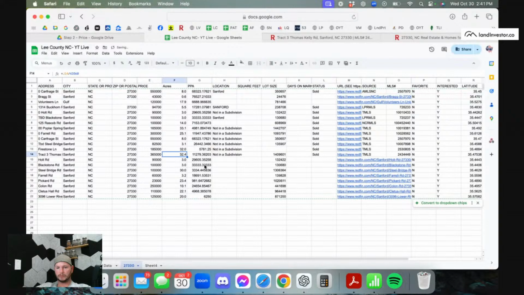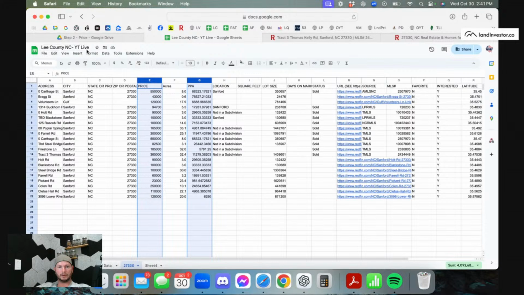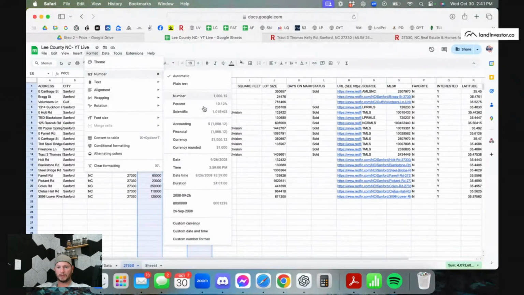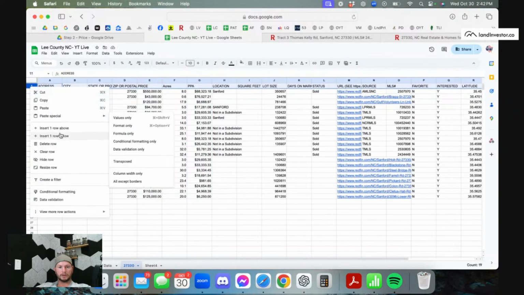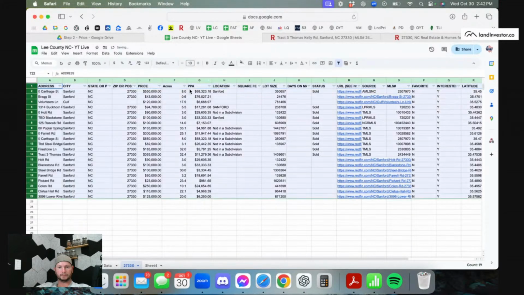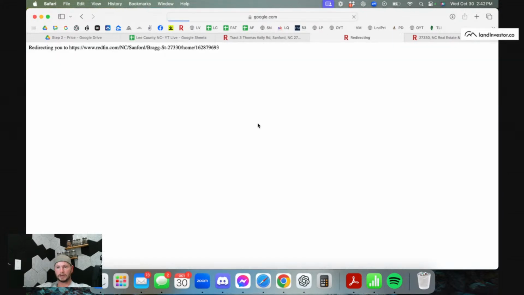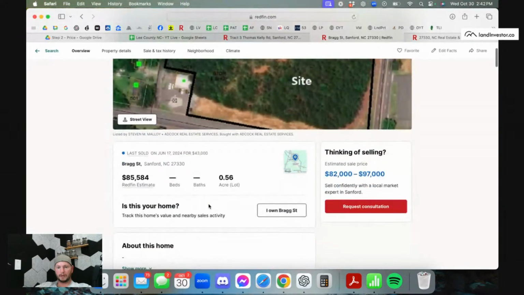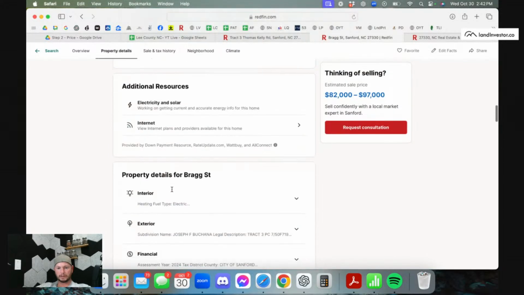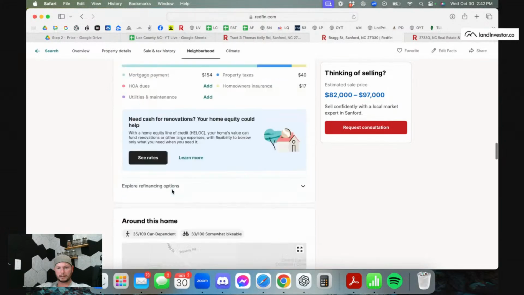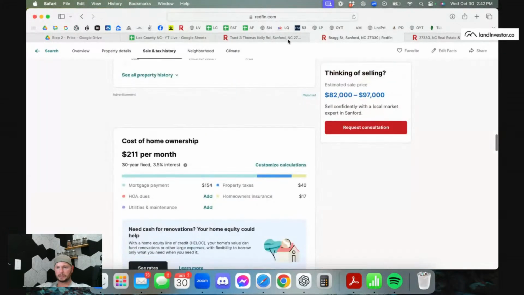Okay, we're going to filter. We're going to change this format, number. Let's change this to currency. Wunderbar. All right, let's go filters, create filters. Okay, price per acre. So let's check this out. This one's actually legit. This looks bigger than 0.56 acres, to be quite honest. But if that's the case, I'm just going to delete that.